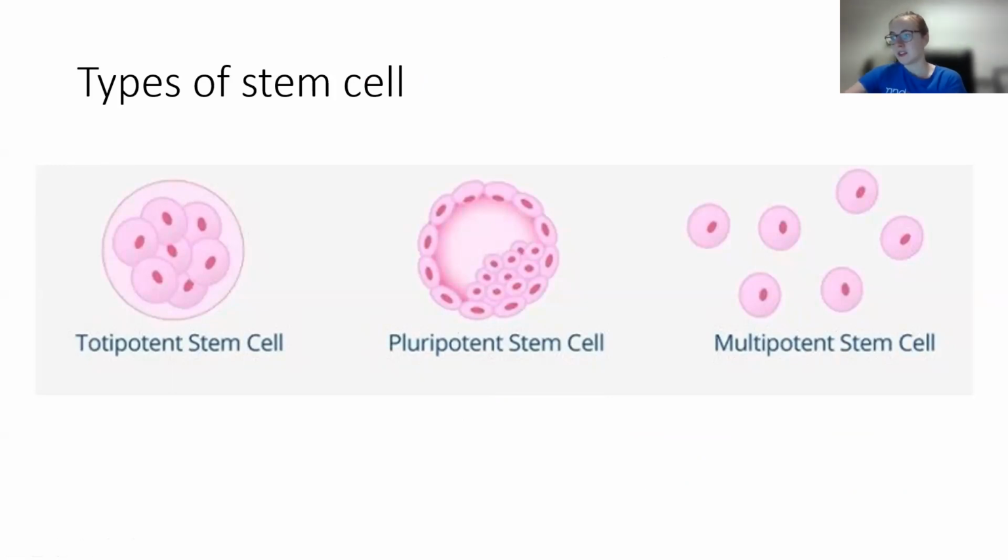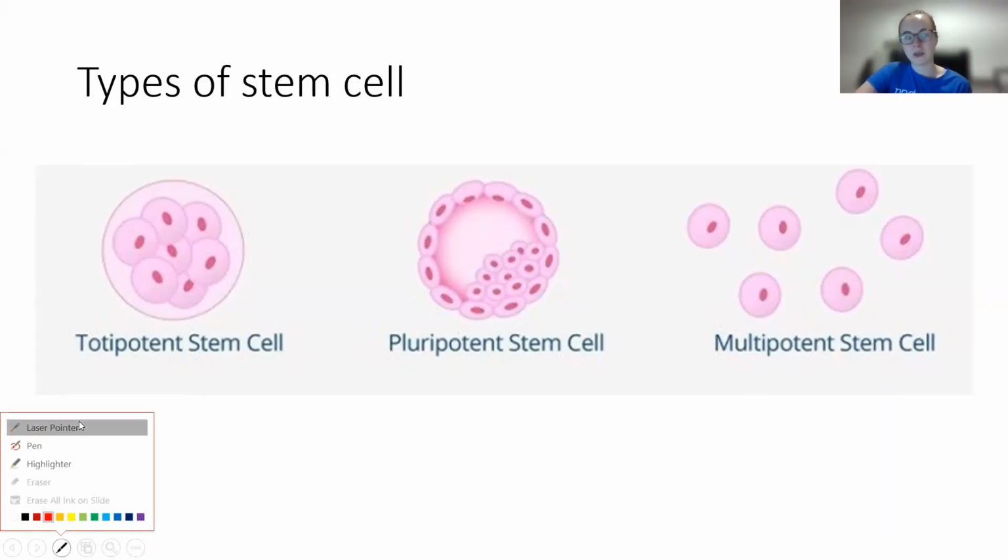So these are the specific types that we normally talk about when we talk about stem cells. We've got our totipotent stem cell, our pluripotent stem cell, and our multipotent stem cell. Each of them are stem cells, but they're all ever so slightly different, and you need to know the difference between them. So if we start with our totipotent stem cell, this is what everyone thinks all stem cells are.